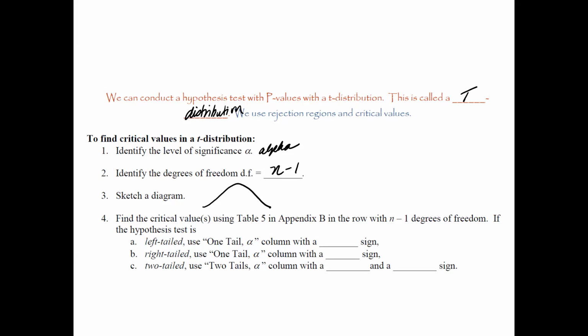4th step, find the critical value using table 5 in appendix B, which is also included with us today. In the row with the n minus 1 degree of freedom, if the hypothesis test is, and there are 3 conditions, if it's in the left tail, you use a 1 tail alpha column with a negative sign. If it's a right tail or 1 tail alpha, use a column with a positive sign. And of course, if it's going to be a two-tailed, then you're going to use a column with a minus and a positive sign.